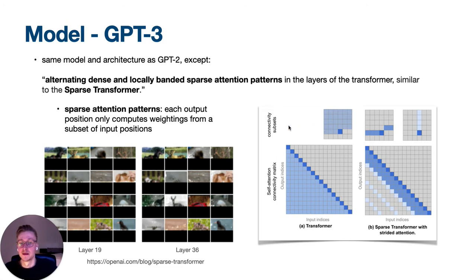So for a normal attention mechanism, every output element is connected to every input element. And this requires the creation of an n times n matrix for every layer and every attention head. And this basically consumes a large amount of memory. So they got this idea of sparse attention patterns, where each output position only computes weightings from a subset of input positions, not of all input positions.